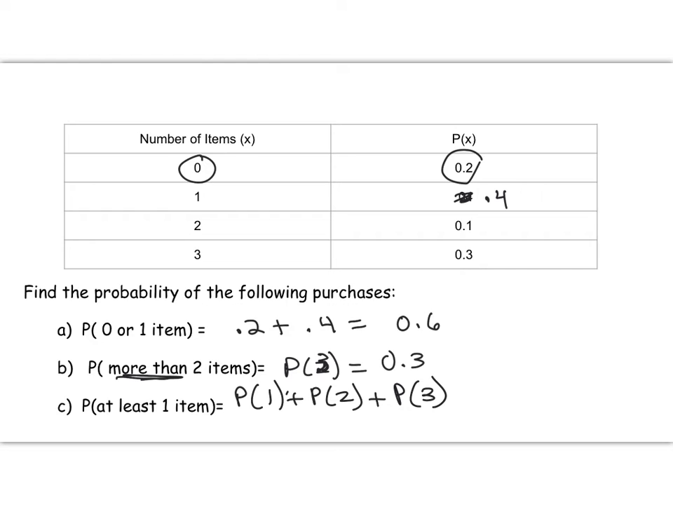3 items. And when I add those up, I'm getting the values from the table above. The probability of 1 is 0.4. The probability of 2 is 0.1, and the probability of 3 is 0.3. Adding those up, I get 0.8.